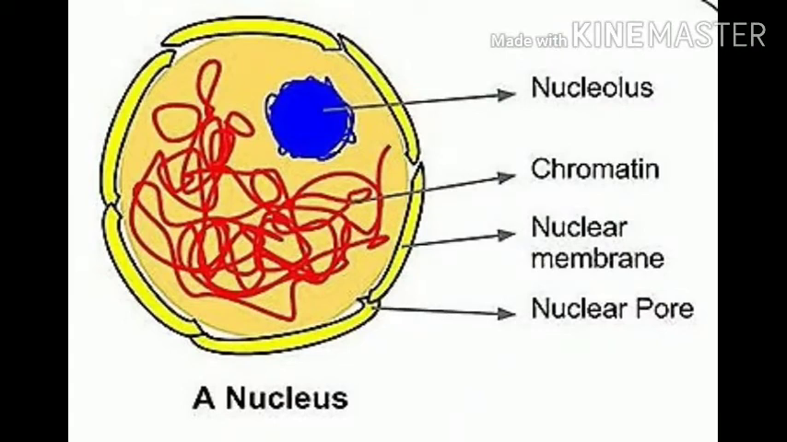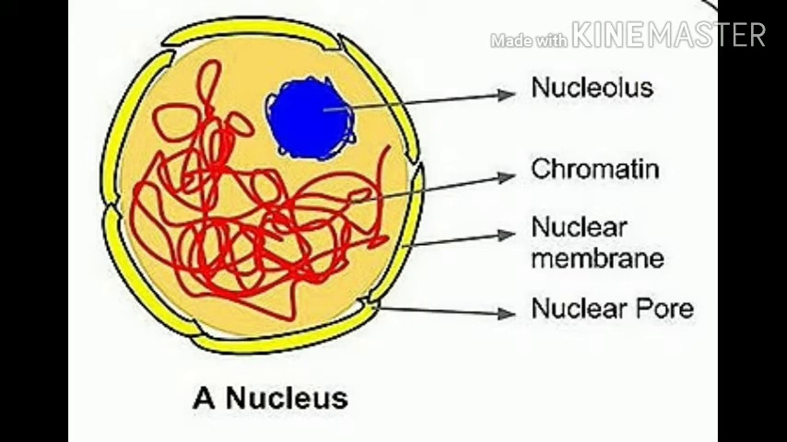Nucleus is a small spherical mass which is present at the center of the cytoplasm in the cell. It regulates and coordinates the functions of the cell, and it also plays an important role in cell division. Nucleus consists of different parts. Let us have a look at the structure of nucleus. This is how the nucleus looks like.